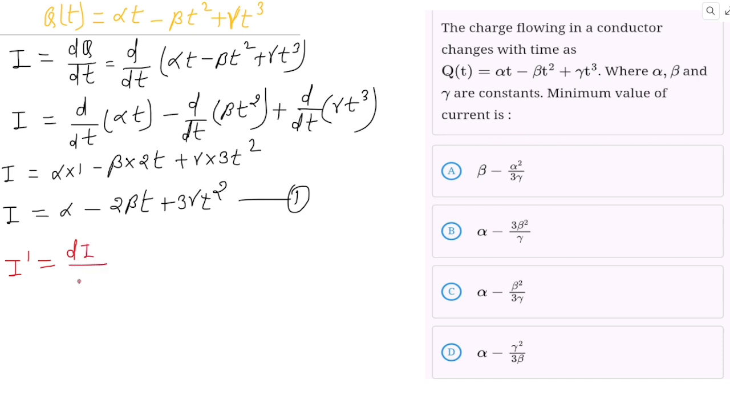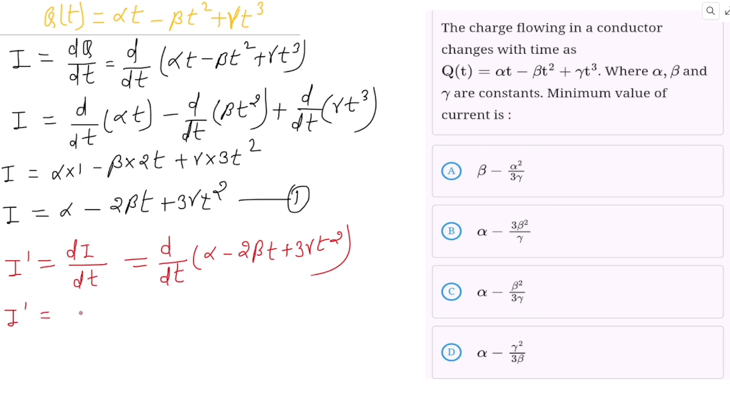I dash is what? I dash is equal to di upon dt. This is the first order differentiation of current. Now we have to put the value of current here. So it will be d upon dt of I, where I is alpha minus 2 beta t plus 3 gamma t square. So again we get the value of I dash.